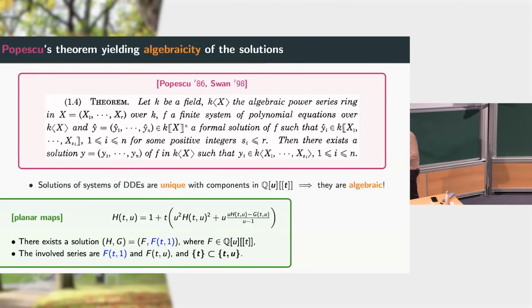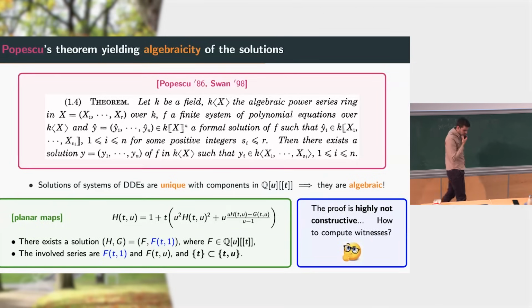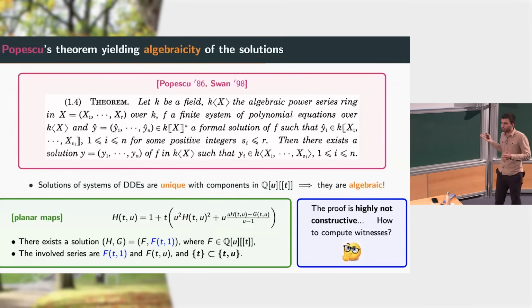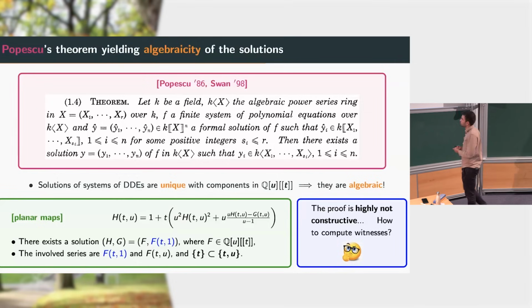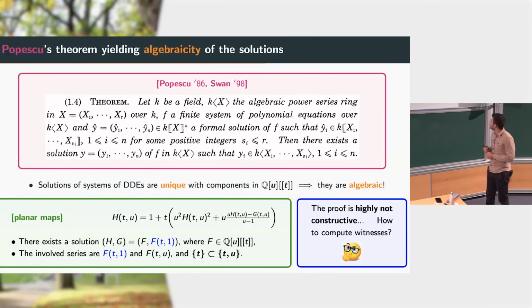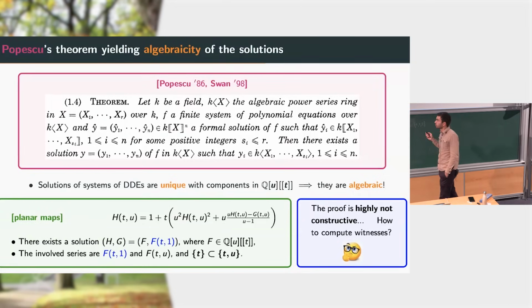So this solves partially our problem, but in the end, the problem is that we don't know how to compute witnesses, and this is somehow my goal in this talk. So I shall find a way to provide an algorithm or a method to compute these annihilating polynomials.